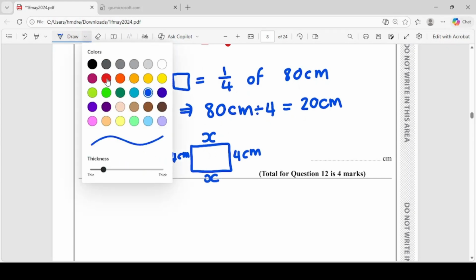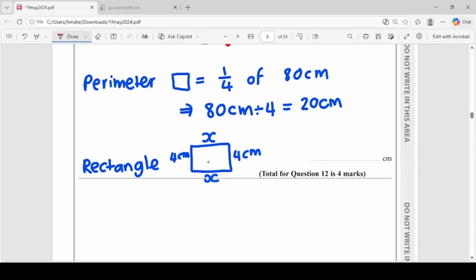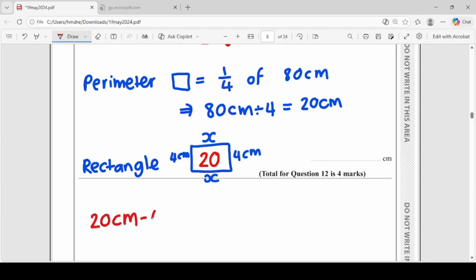And then we know we've just worked out that the perimeter, if we add all the sides here, is 20 centimeters. So now all we've got to do is find the missing length. So I'm going to say 20 centimeters, take away the 4, take away the 4, is going to give me 2x. It's going to give me these two sides. Okay, so 20 take away 4 is 16. Take away another 4 is 12. So 2x is equal to 12.